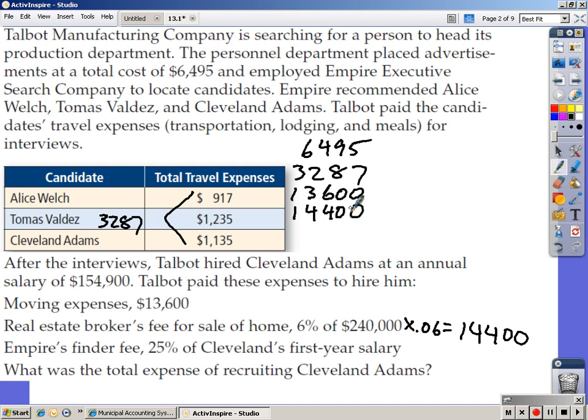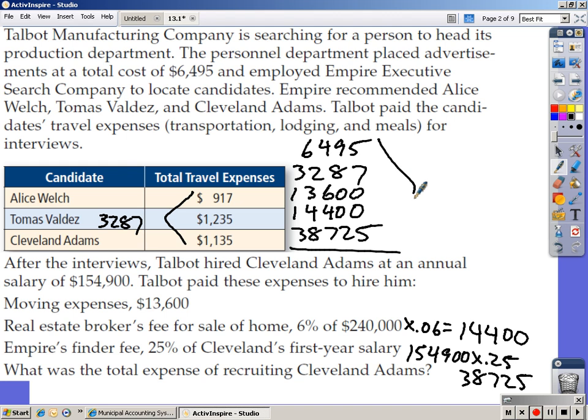All right. Empire's finder fee was 25% of Cleveland's first year salary. So we need to find 25% of the first year salary. $154,900 times 0.25 is $38,725. Okay, so we're going to add $38,725 here. Okay, now that's everything. Let's add this up. Okay, add all that up. Let's see what we get.